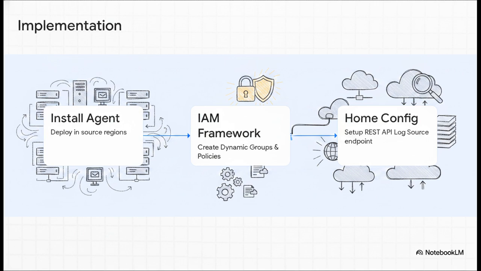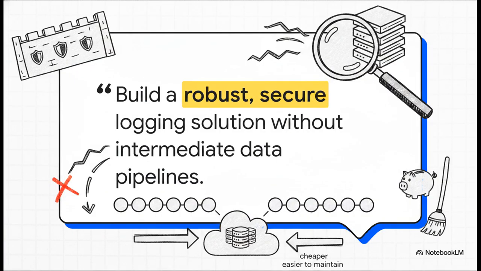Second, craft your IAM framework. You'll create dynamic groups for those agents and write policies granting them least privilege access to read local logs via resource principal. Third, over in your home region's logging analytics, configure a REST API log source endpoint. The key trick here? Make sure that endpoint URL points directly to the OCI logging service API of the source region. This essentially boils down to one simple idea. Build a robust, efficient, and secure centralized logging solution in OCI logging analytics without the overhead of intermediate data pipelines.